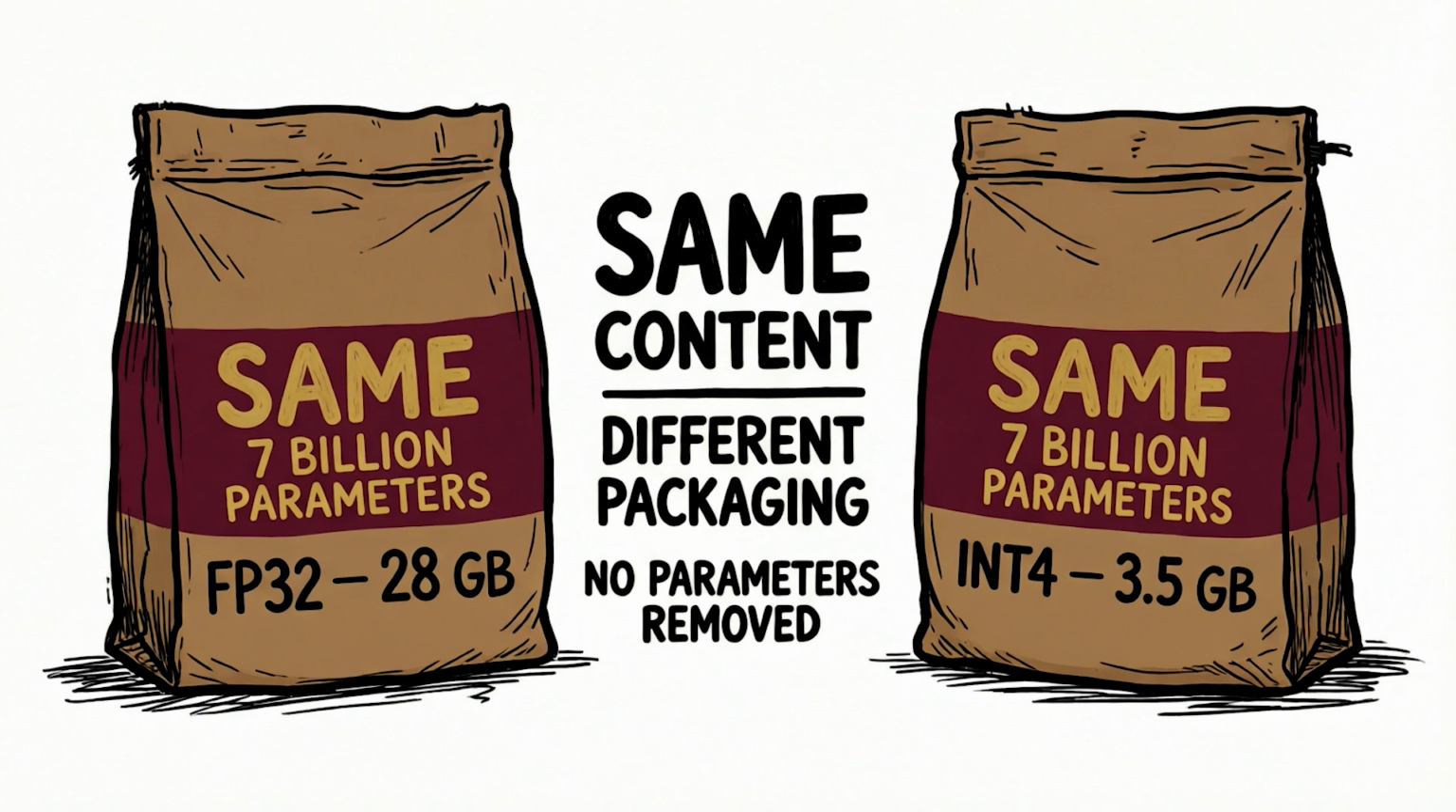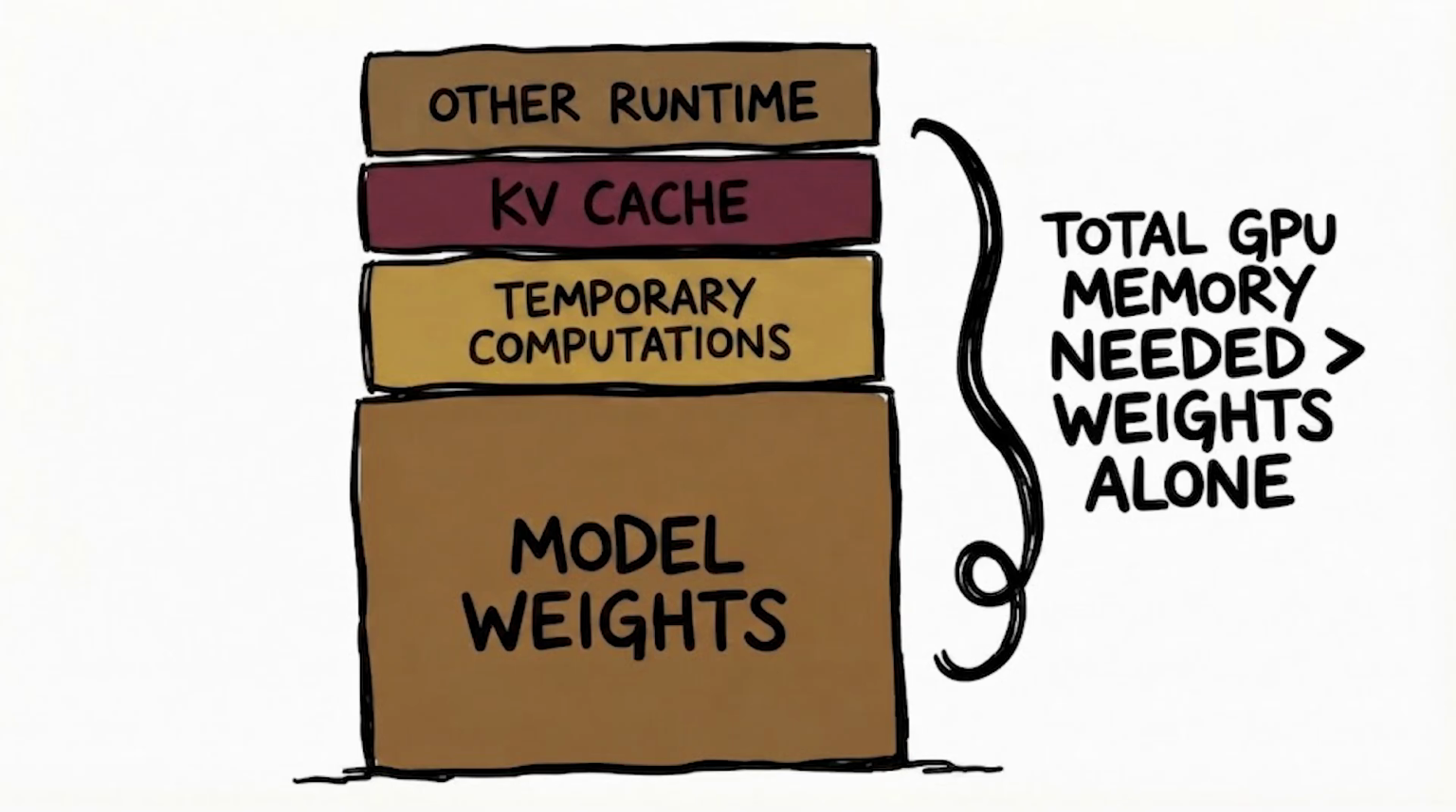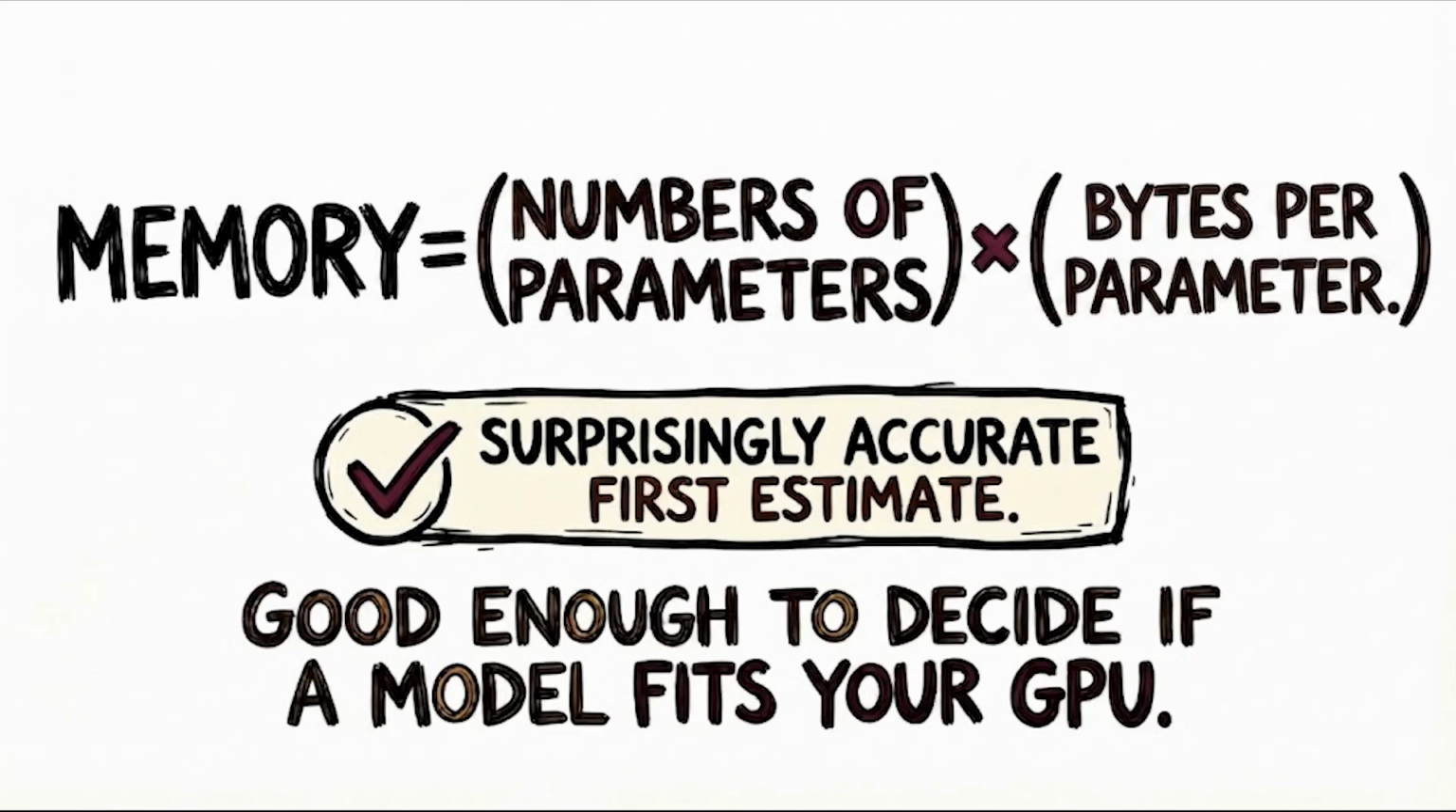We haven't removed any of them. We have simply changed how these numbers are represented in memory. This figure represents only the model's weight. Running an LLM also requires additional memory for temporary computations, cached attention states, and other runtime data. But even this simple calculation gives you a remarkably good first estimate of the GPU memory you will need.